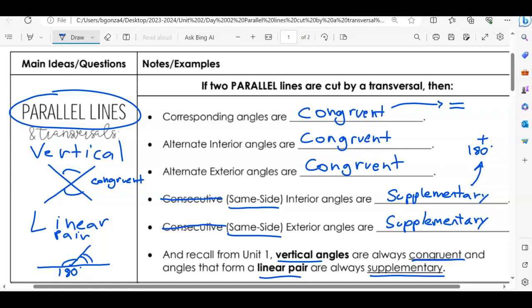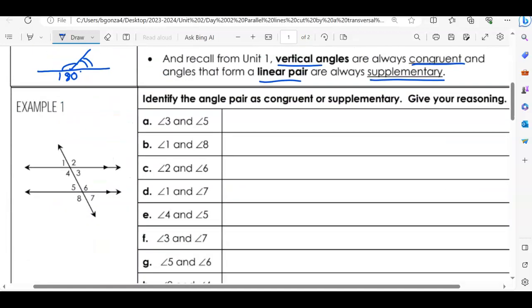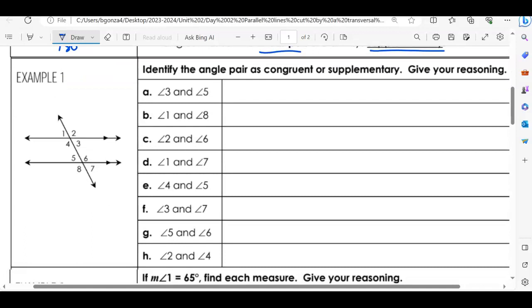Make sure you got this down, and we're going to do an example together, example 1. Is anyone still getting this down? All right, example 1, ready? Here we go. Now this is like our warm-up.